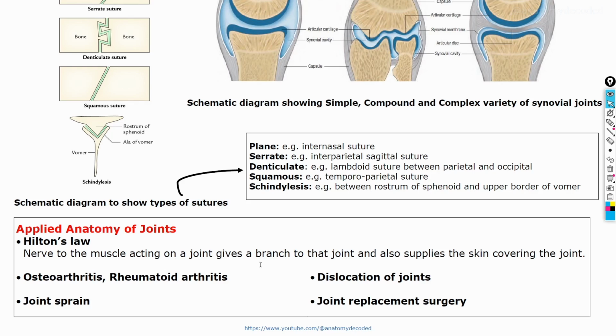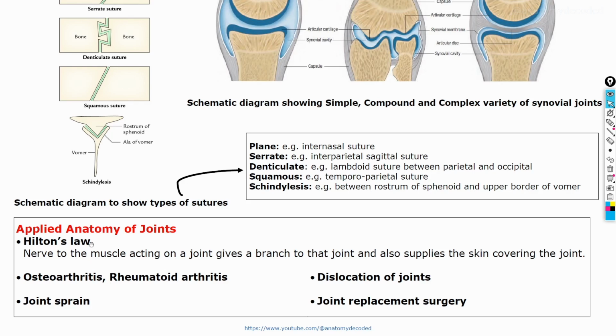For example, if we take the elbow joint, the muscles acting on the elbow joint, we see flexion of the elbow joint is brought about by biceps brachii muscle, brachialis muscle. Let's take one example of biceps brachii. It is supplied by a nerve called the musculocutaneous nerve. Since biceps brachii muscle is acting at the elbow joint, that nerve will also act at the elbow joint. So the elbow joint capsule will be supplied by that musculocutaneous nerve, and also the skin covering the elbow joint will be supplied by that same nerve. So this was described by the scientist Hilton.